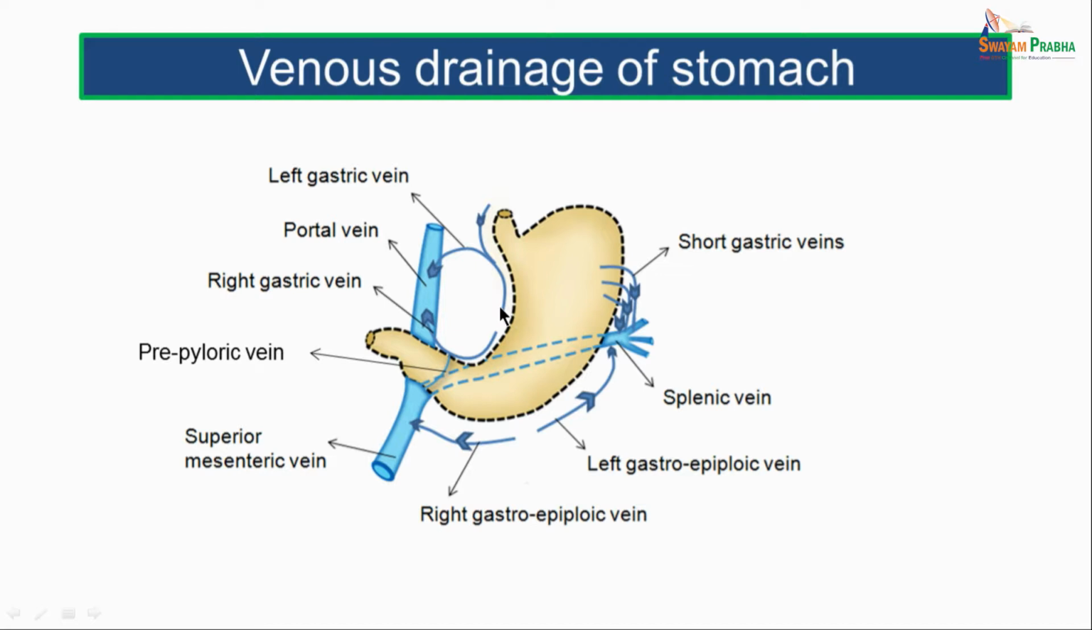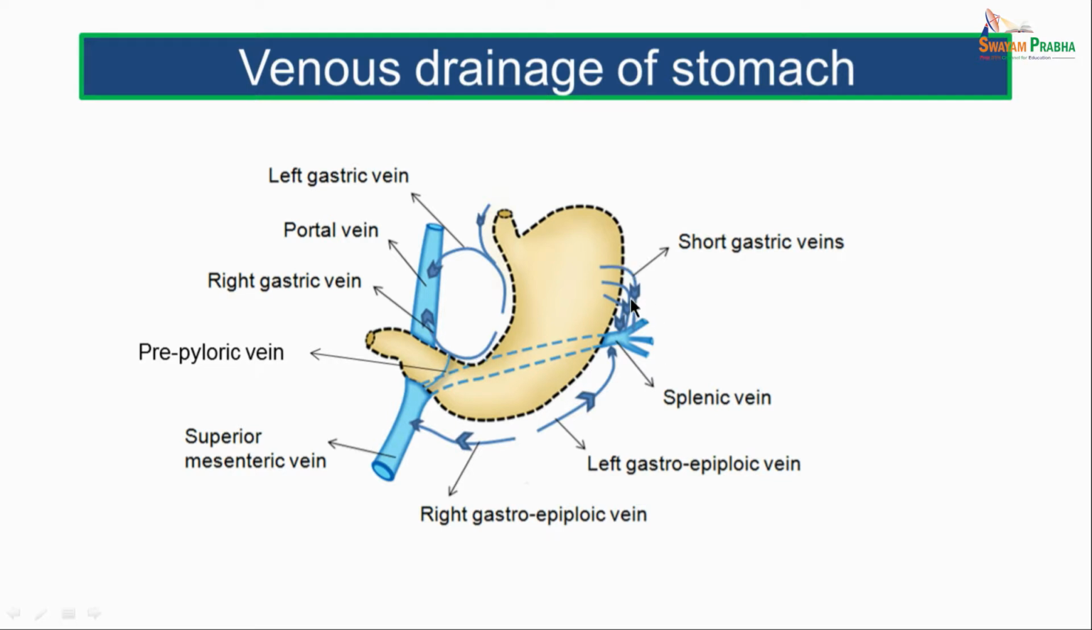So what is seen here, this is the left gastric vein, which receives the esophageal veins that come from the lower part of the esophagus. This is the right gastric vein.